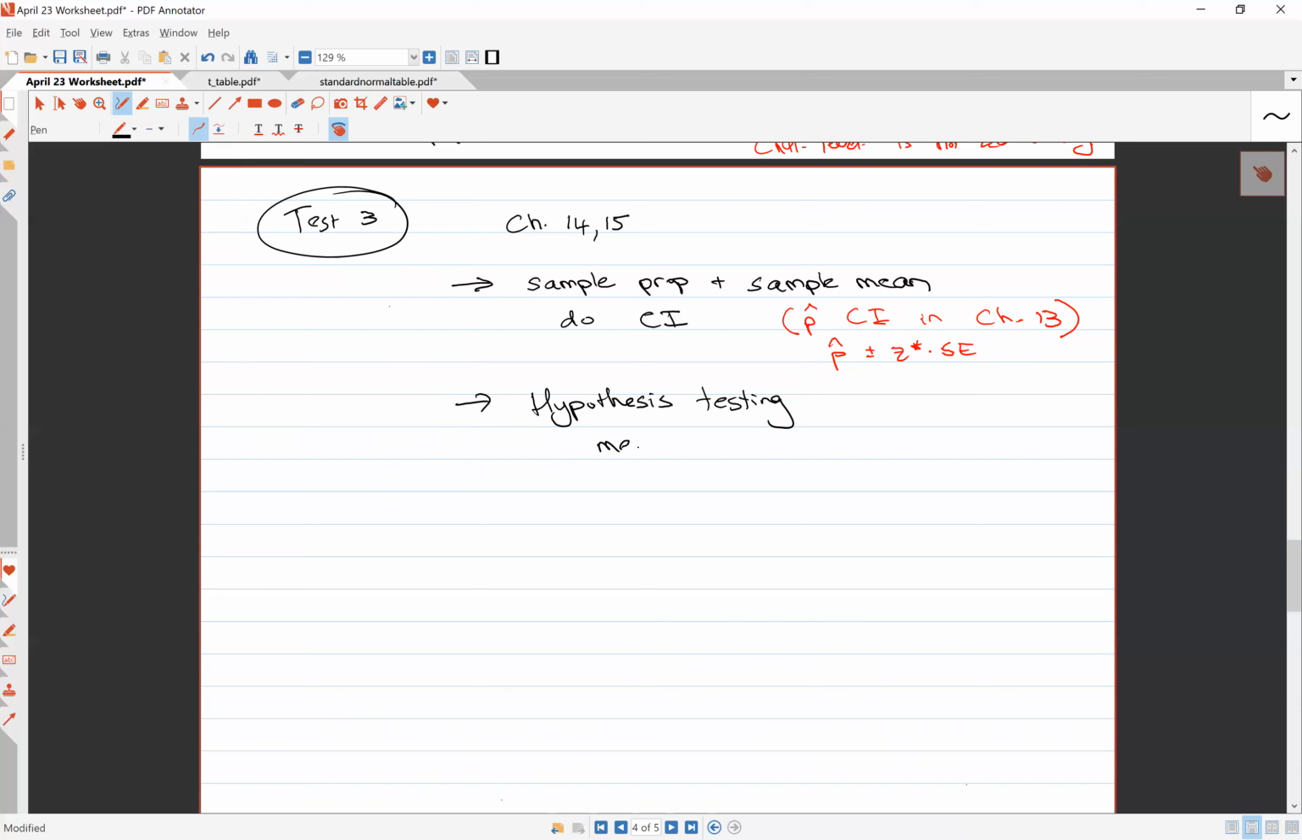Especially when it comes to a mean, t versus z, and for a proportion, it will always be z. And for both the confidence interval and the hypothesis test, you need to be able to know what the assumptions are that go into those.